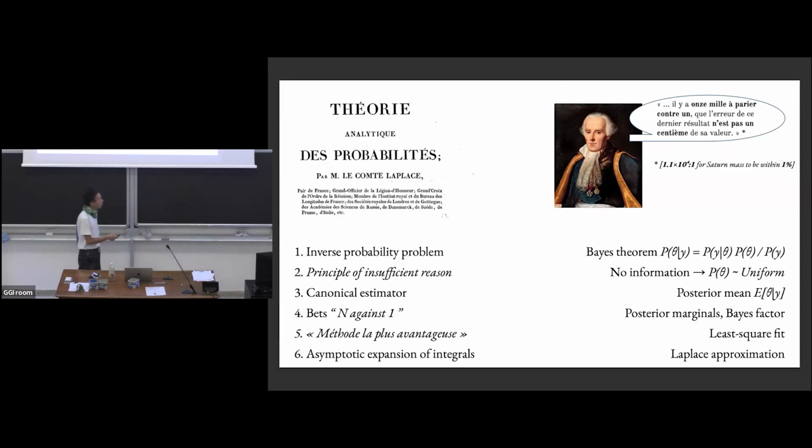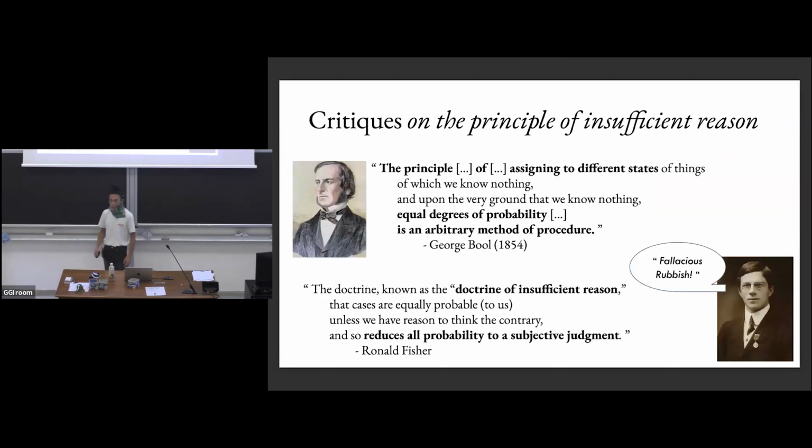Okay, so if there was one aspect of his work that was the target of numerous critics, it was the principle of insufficient reason, which is the situation where we have no prior information and we assign equal probability weights to the possible events. Among the critics of this principle, here is one by George Boole: "The principle of assigning to different states of things of which we know nothing, and upon the very ground that we know nothing, equal degrees of probability is an arbitrary method of procedure."